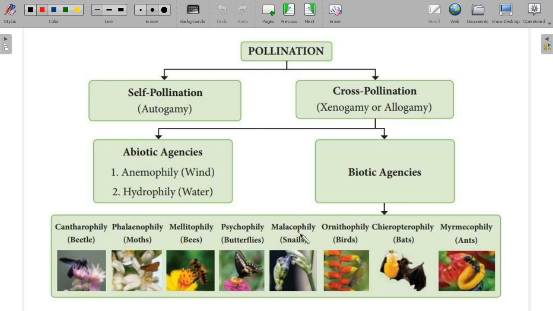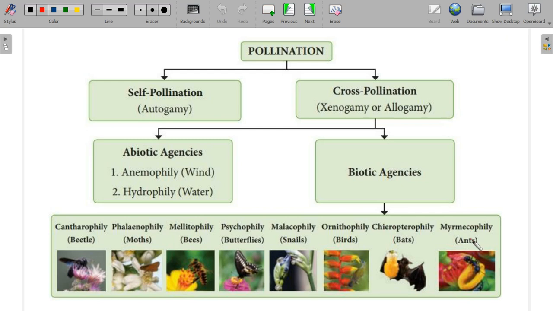Malacophily: malaco stands for snail, so pollination is aided by snails. Ornithophily, pollination aided by birds. Chiropterophily, pollination aided by bats, that means nighttime, nocturnal pollination. And myrmecophily, that means pollination by ants.